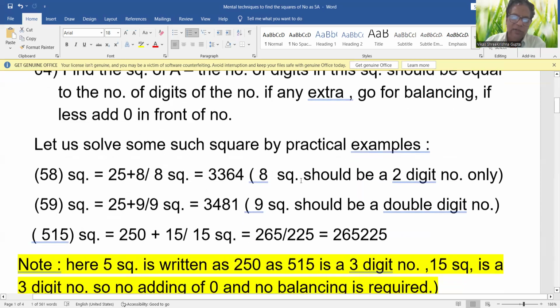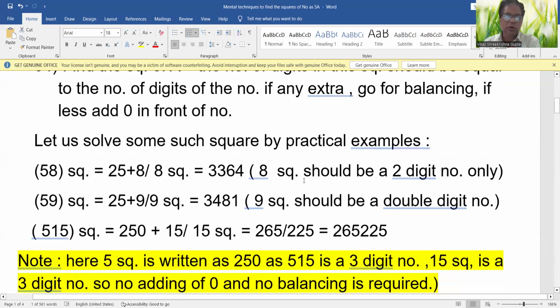Now suppose you have to find the square of 58. As I told you, 5 square is 25. You have to add the 2-digit part because 58 is a 2-digit number. Add 8 to this number, 25, you get 33. Then followed by 8 square. Now 8 square is equal to 64. Because 64 is a 2-digit number, and 58 is also a 2-digit number, no balancing is required. Just write the number 64. You do not have to add any 0. So the answer is 3364.